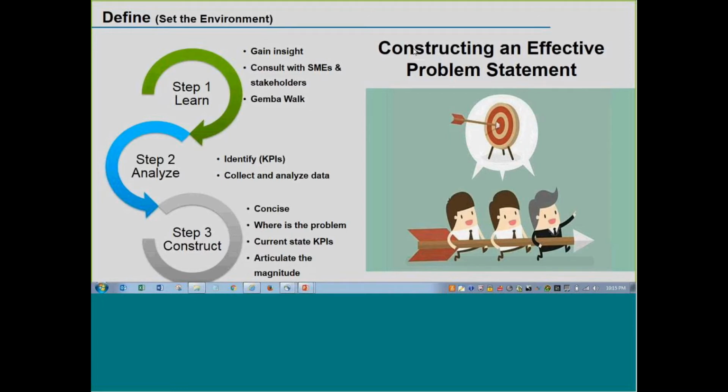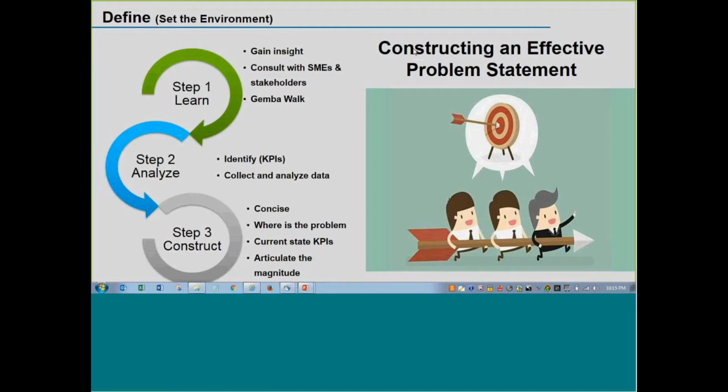Gemba walks are another critical aspect in the step or the stage of creating an effective problem statement. You have to go and see the process you're trying to fix. If you don't understand the process, you cannot create an effective problem statement.